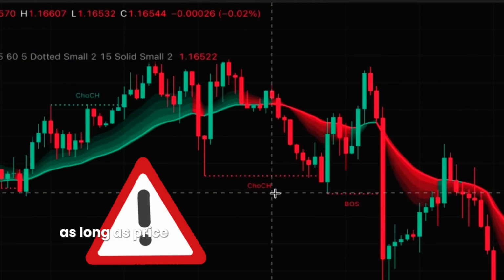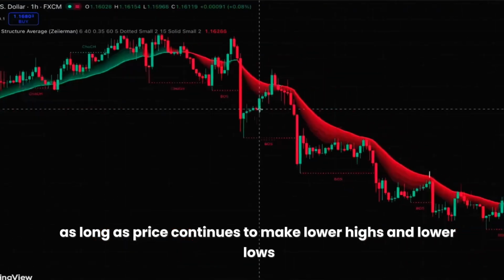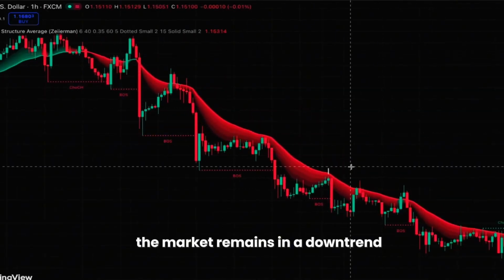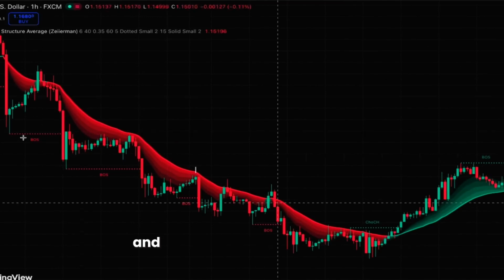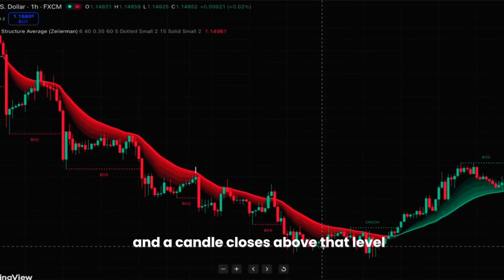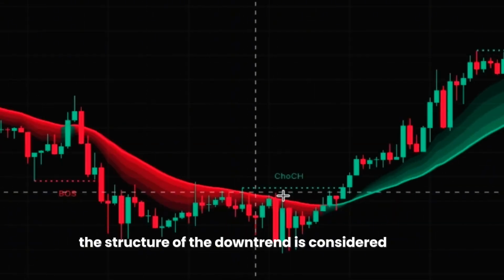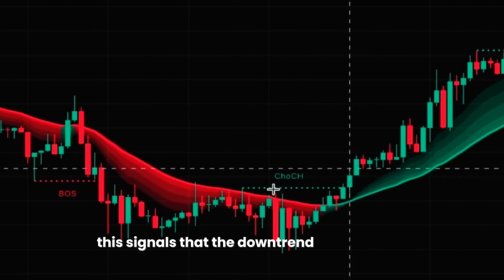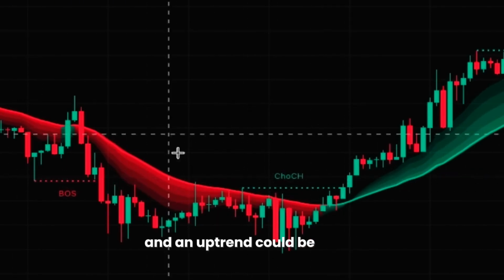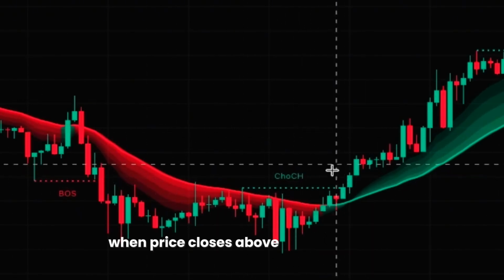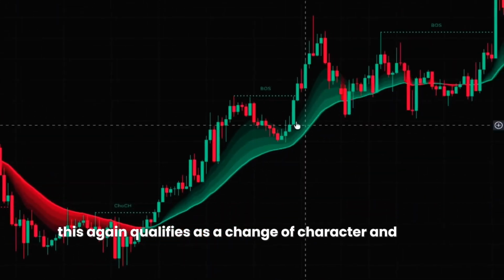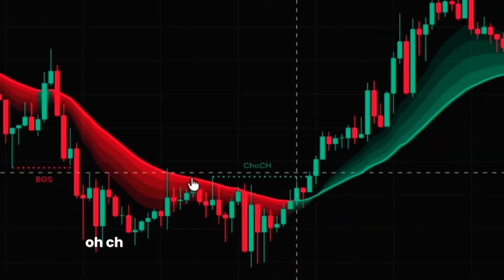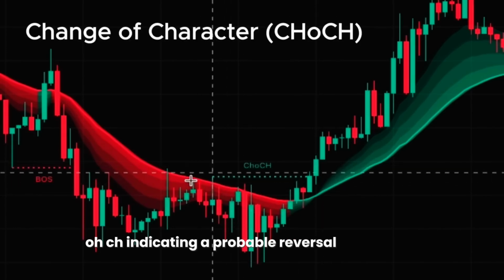As long as price continues to make lower highs and lower lows, the market remains in a downtrend. However, if the most recent lower high is broken and a candle closes above that level, the structure of the downtrend is considered broken. This signals that the downtrend may be ending and an uptrend could be starting. When price closes above the last lower high, this again qualifies as a change of character and is shown as CHoCH, indicating a probable reversal in the market.